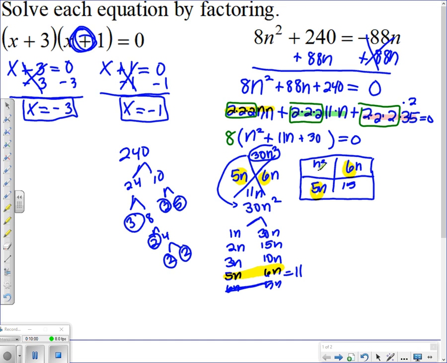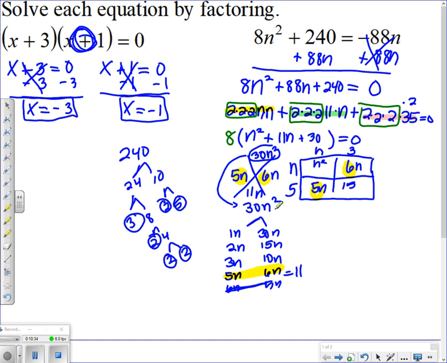Now, what do these two have in common? They have an n in common. What do these two have in common? The factor they have in common is a 5, and these two will be an n, and these two will be a 3 squared. I don't worry about this.